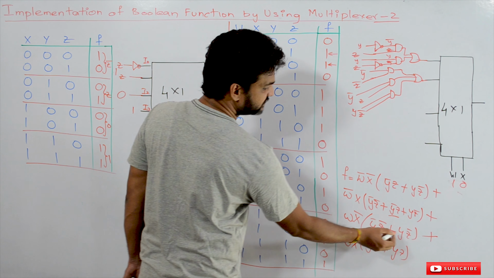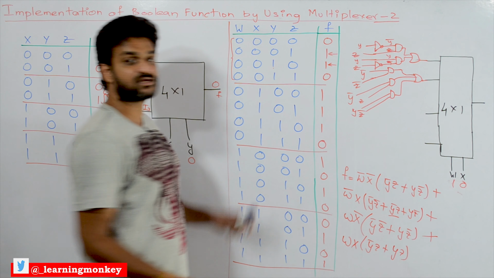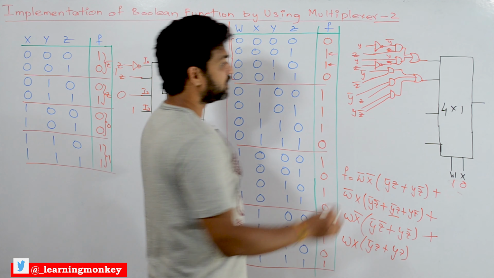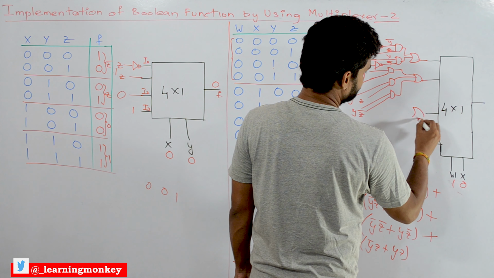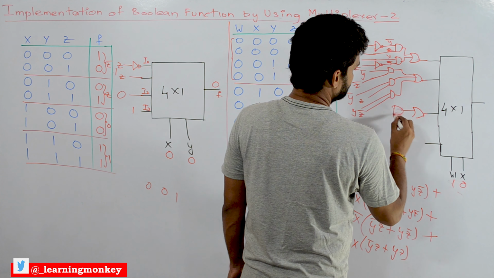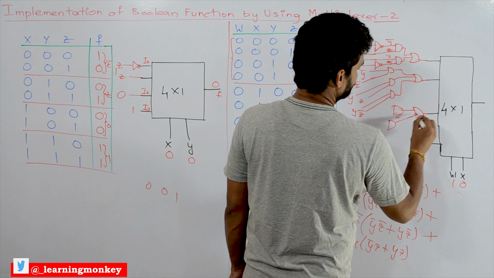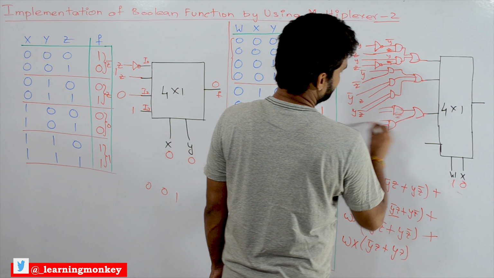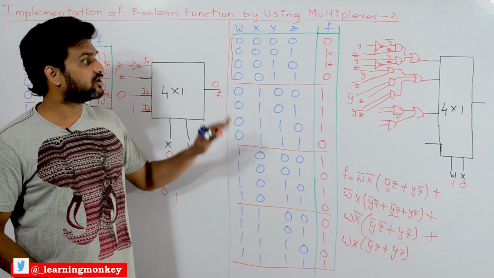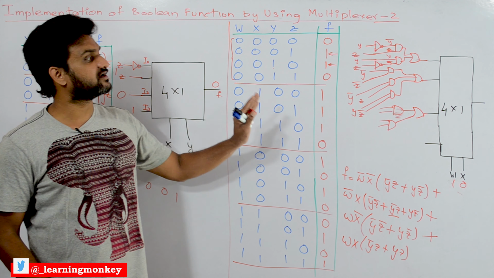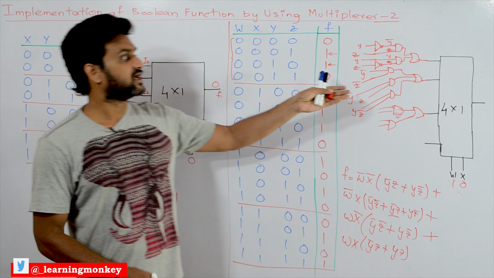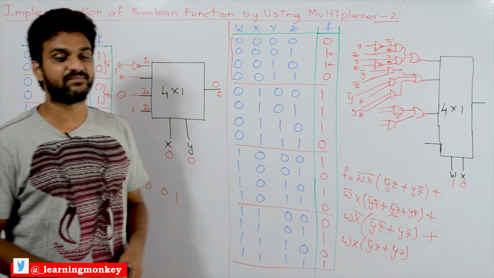Whenever this is 1, we have to use 2 AND gates ORed to an OR gate. So it is going to be this way, 2 AND gates ORed, the values of Y and Z. Similarly for this also, 2 AND gates ORed. This is the way in which we can implement the Boolean functions by using the multiplexers.